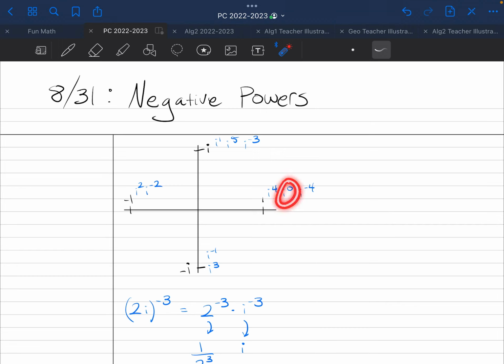because you can go i to the power of 0, i to the power of 1, i to the power of 2, i to the power of 3, i to the power of 4, i to the power of 5, etc. And that's kind of going in this counterclockwise direction. But you can go in the clockwise direction too.